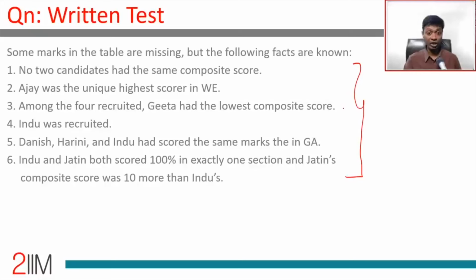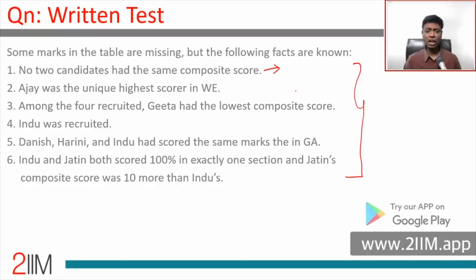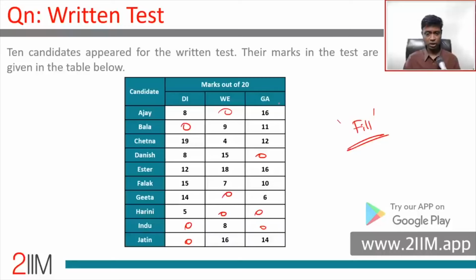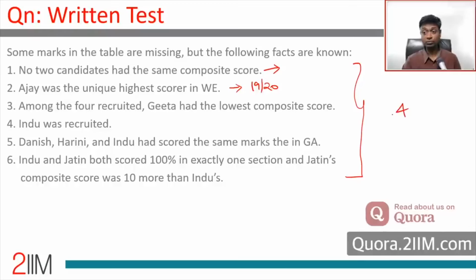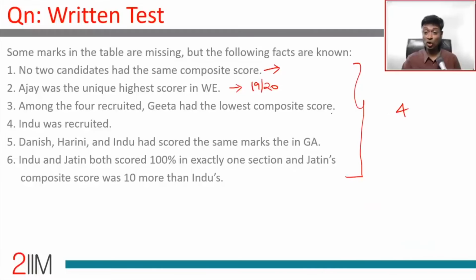No 2 candidates had the same composite score. Good. Unique composite score. Ajay was the unique highest scorer in WE. Let's look at this. WE, Esther has got 18. So Ajay has scored 19 or 20 in WE. Among the 4 recruited, so there have been 4 recruited, so 4 satisfy all criteria. Geeta had the lowest composite score. So Geeta is in. Indu was recruited, brilliant.